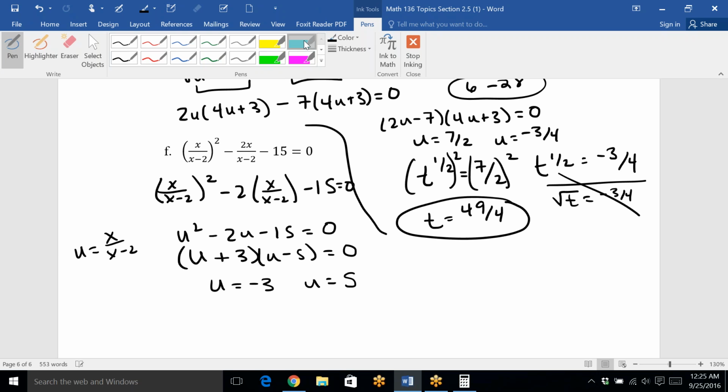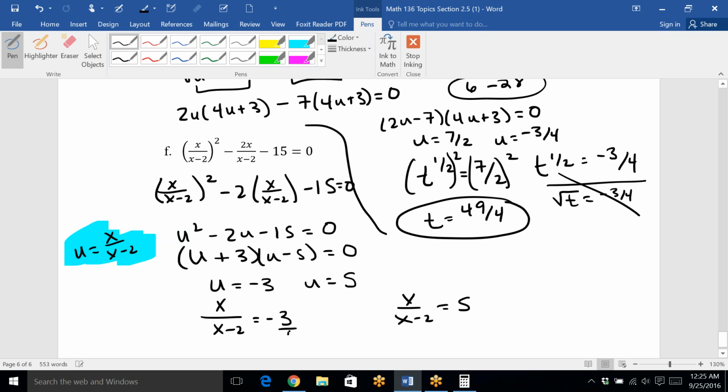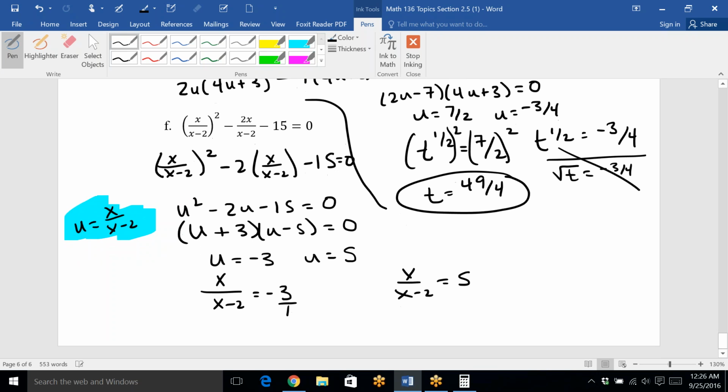But we don't care about the u, we care about the x. So we've got to plug back in. So this would be x over x minus 2 equals negative 3, and x over x minus 2 equals 5. I would cross multiply by thinking of those as being over 1. So I get negative 3x plus 6 equals x. And over here I would get 5x minus 10 equals 1x, or just x. Add this over, so this would be 6 equals 4x. Divide by 4, so x would be 3/2.